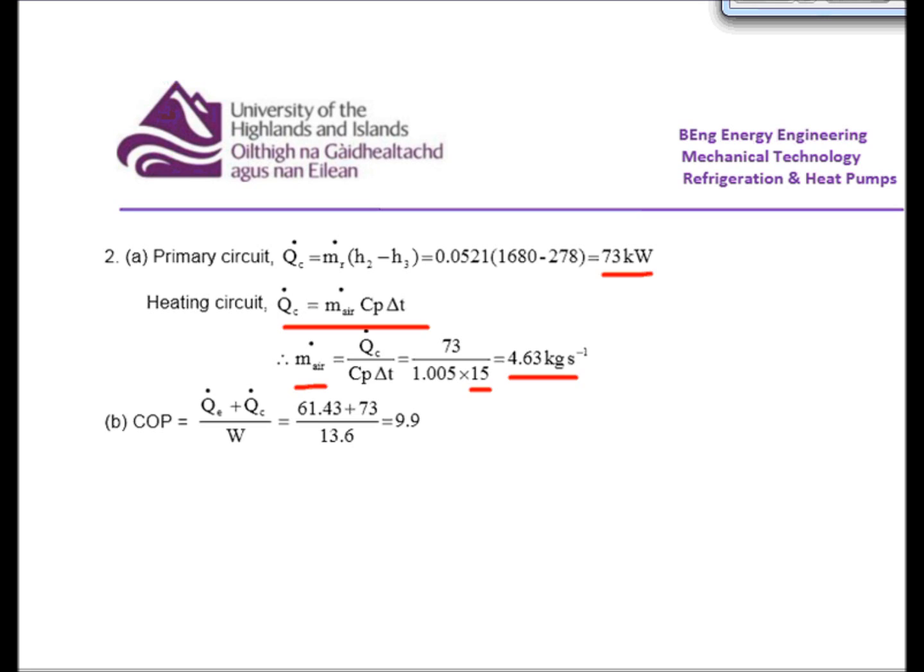Lastly, we're asked to calculate what the coefficient of performance would be if the system is being used as a combined refrigerator and heat pump. That means that in terms of useful energy, both the heat being absorbed in the evaporator and the heat being rejected in the condenser is useful, in which case our coefficient of performance equation is equal to the total heat transfer divided by the work input. And if we input our values from earlier, we get a coefficient of performance of approximately 10.